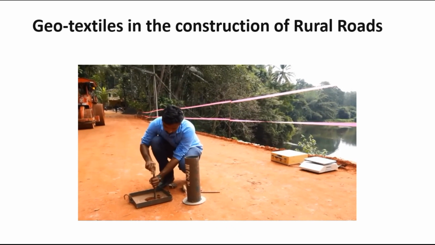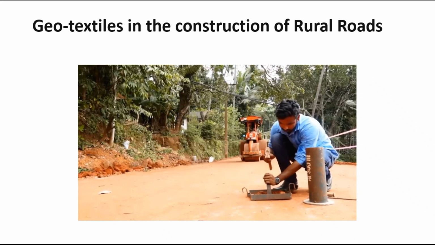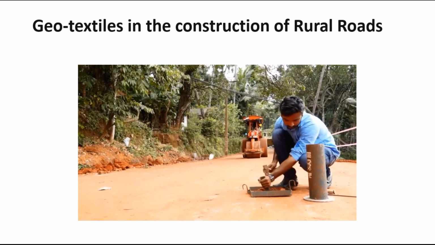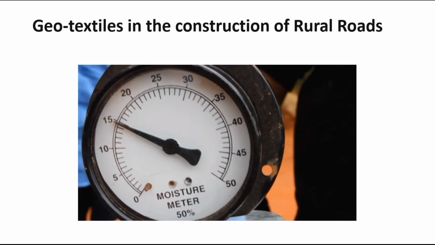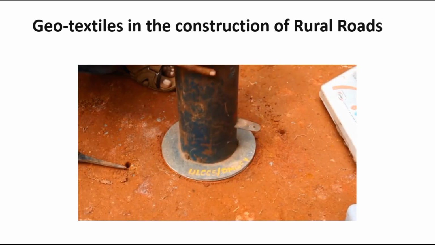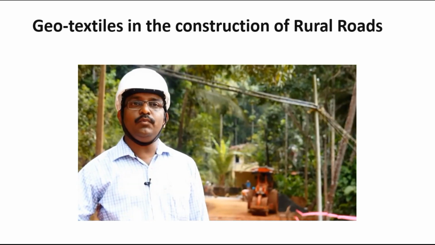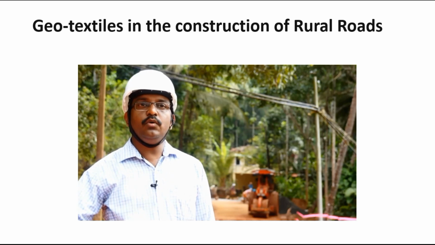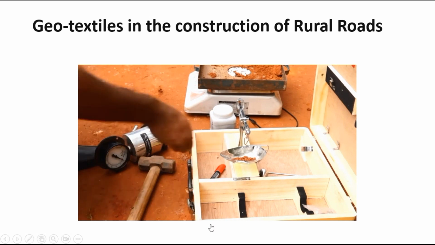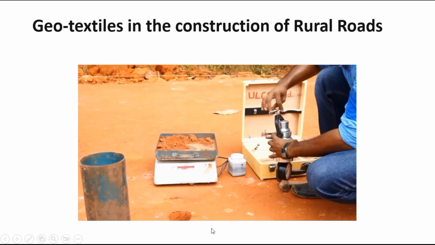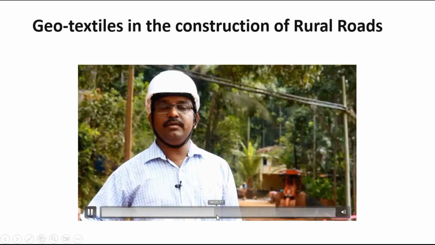So you can see on the screen, the subgrade is being prepared and tested for dry density and compaction. A steel wheel roller is used. Moisture content has been measured to achieve the optimum compaction, regarding the process of road construction using coconut geotextile.